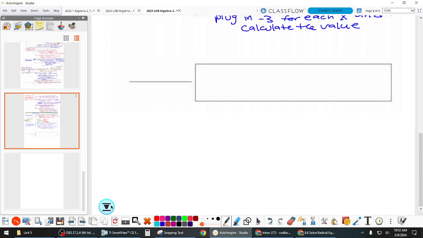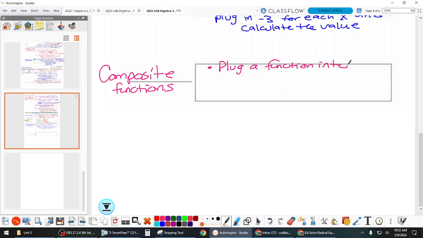Let's do composite. What do you think? Describe it. So the idea behind this is to plug a function into another function to create a composite or like a new combination, if you'd like to use that word.